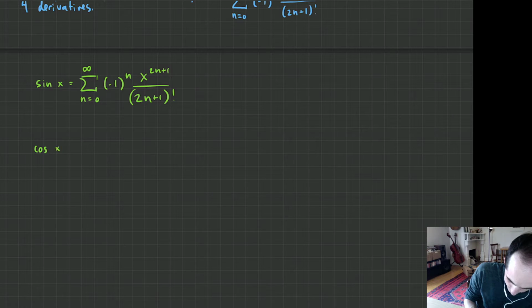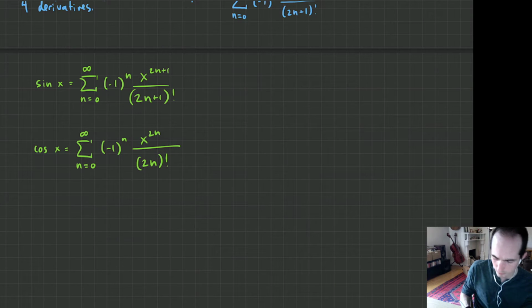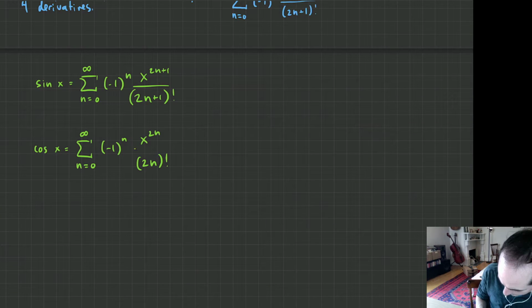And then let's look at cos of x. So cos of x is equal to the sum as n goes from 0 to infinity of, again, negative 1 to the power of n, and we have, in this case, x to the 2n over 2n factorial. I'll make that fraction line a little bit nicer.